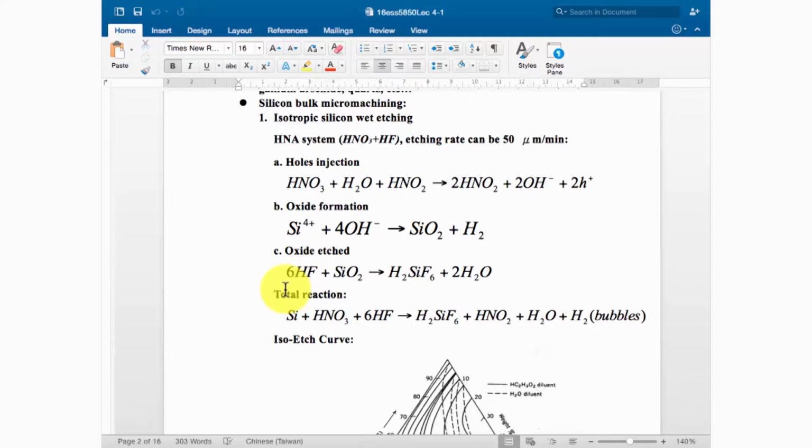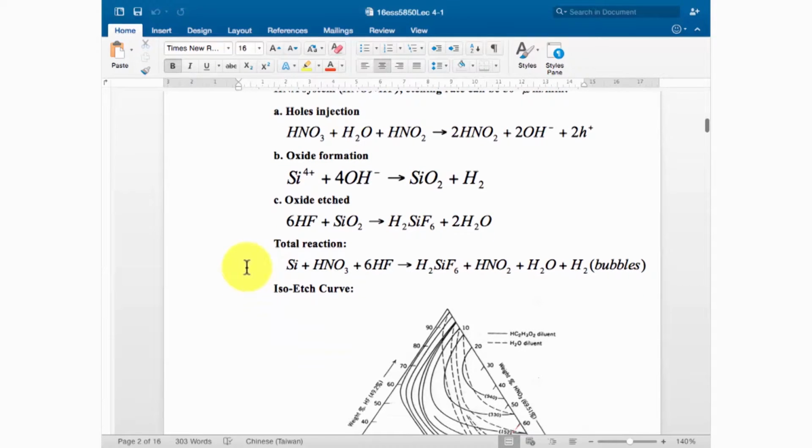Okay, is that clear? So you combine these 3 steps together, and you get the final result of the reaction. The reaction is silicon plus nitric acid and hydrofluoric acid. You form dissolved silicon as special ions, and also nitrous acid and some bubbles inside the solution. That's the final reaction.